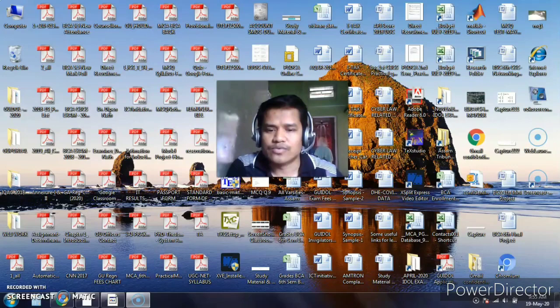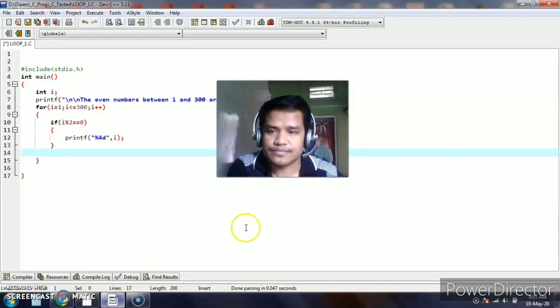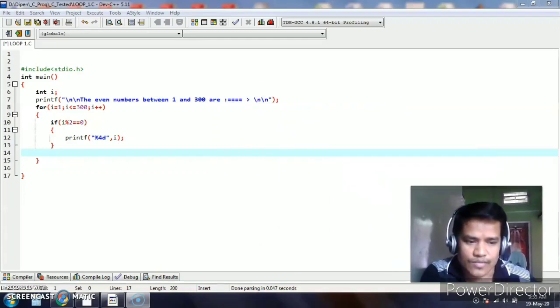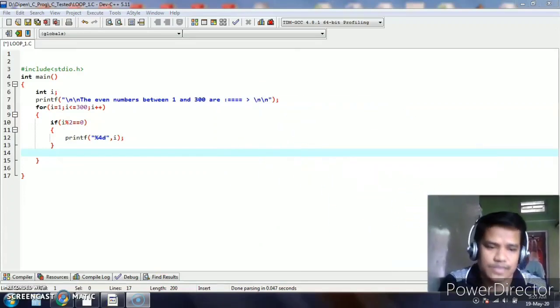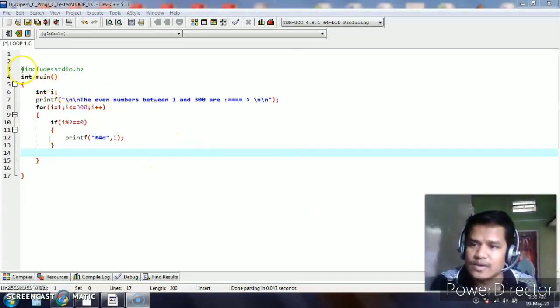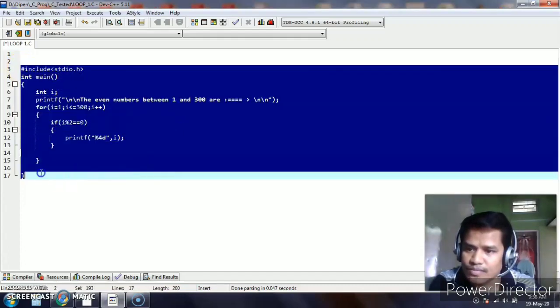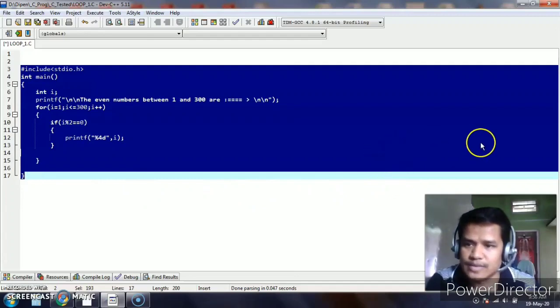to let you know about how a C program works in terms of iteration, in terms of looping. So let us start the editor. I'll be using this editor. Okay, let me minimize. So I think you are looking at this program. Please look at this program.